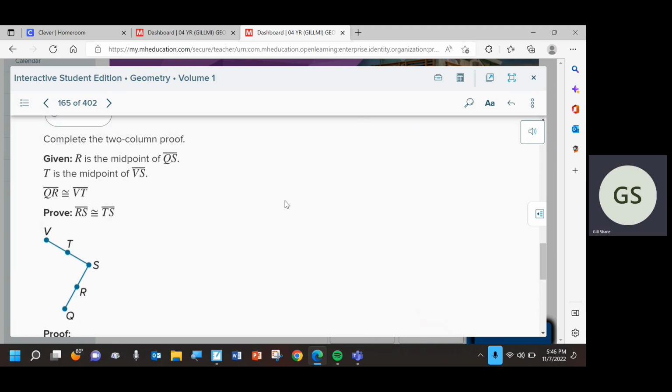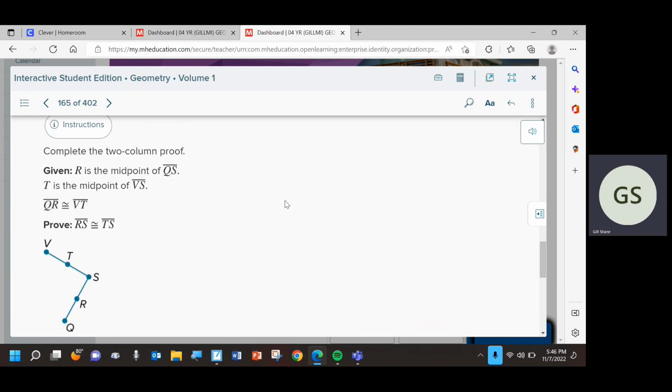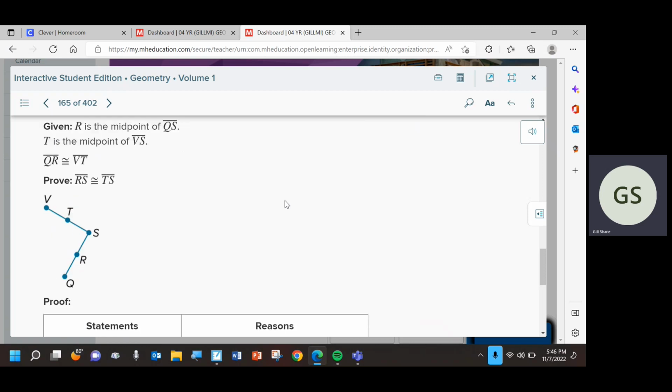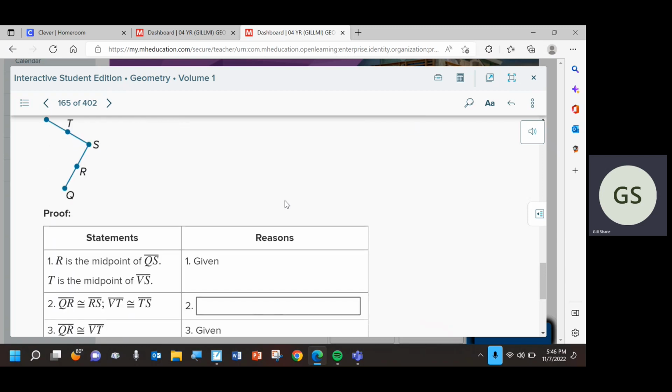All right, so quickly, you want to pause it and try to figure out 165, the proof at the bottom. I'm just going to move forward. So pause it now if you want. Midpoint. Anytime you see midpoint, you better be thinking that the two segments are equal. So in this line, the two segments will be equal, because T and R are midpoints. So they tell us that right here. So midpoint theorem.